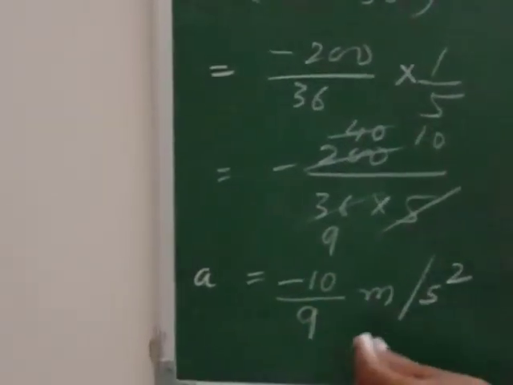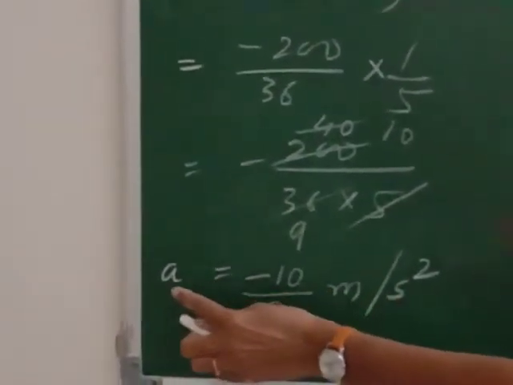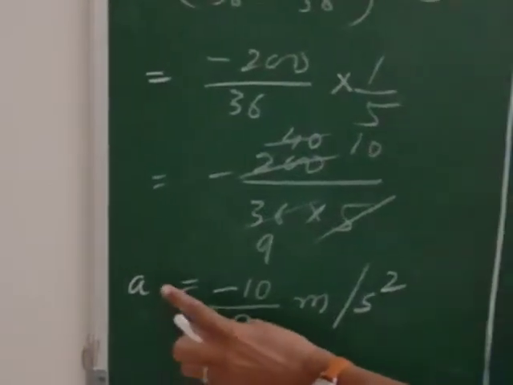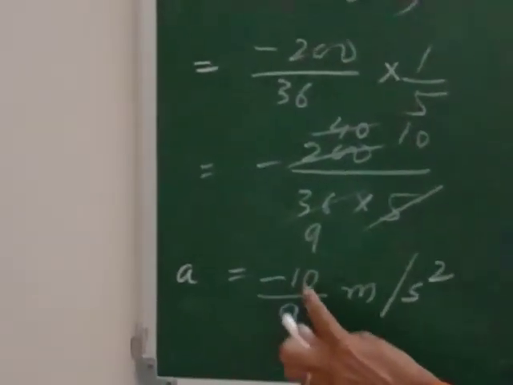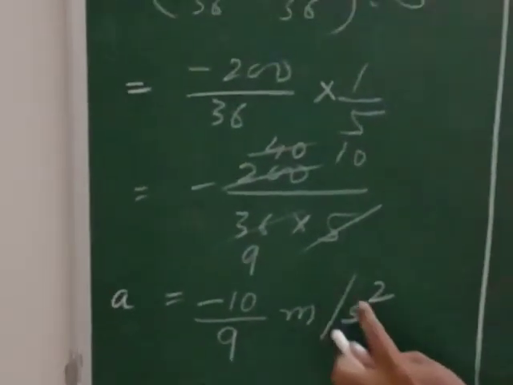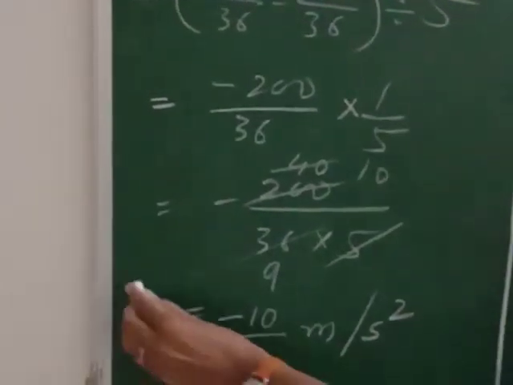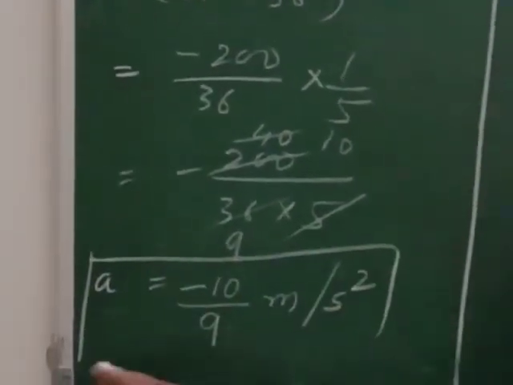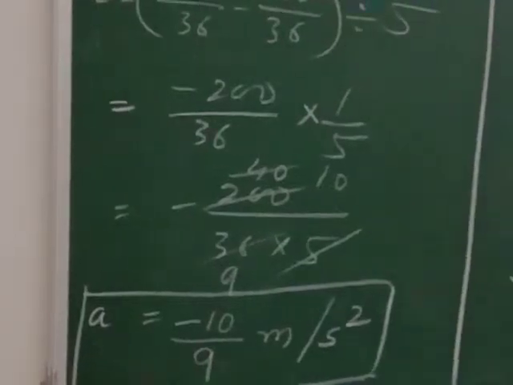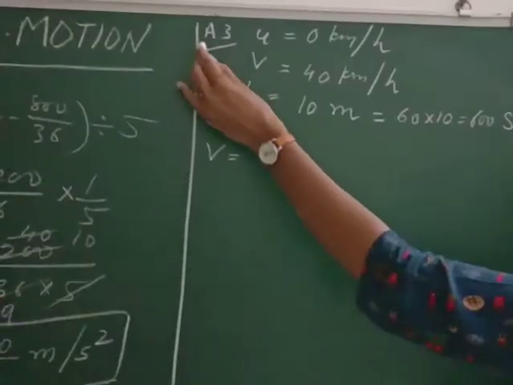No need to convert into decimal form. The acceleration of that bus is minus 10 by 9 meter per second square. In this way, we will find the acceleration. Now, question number 3.